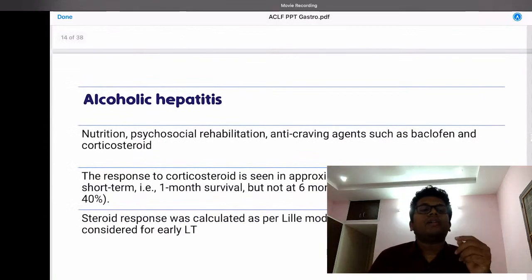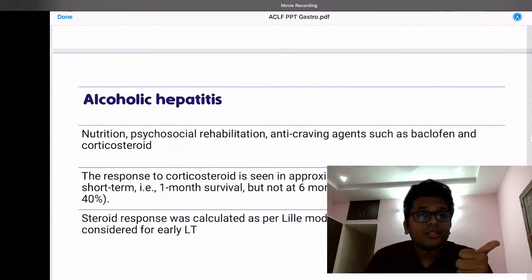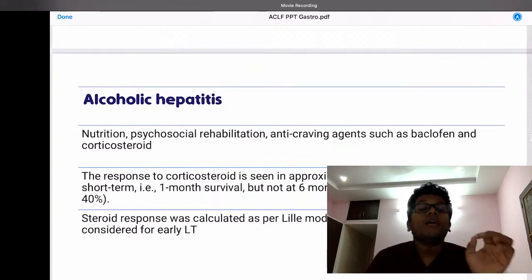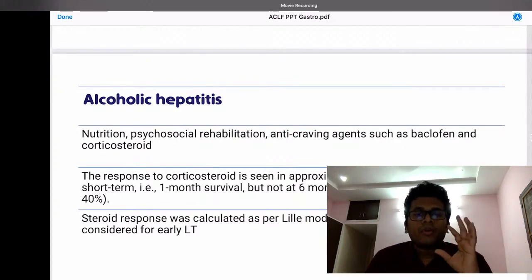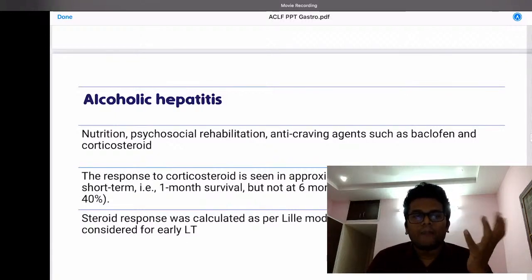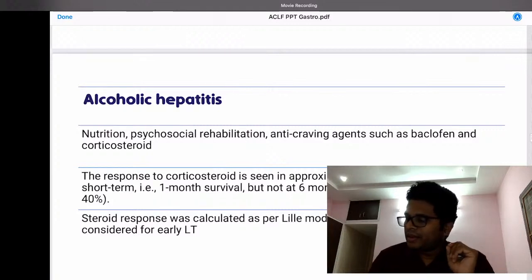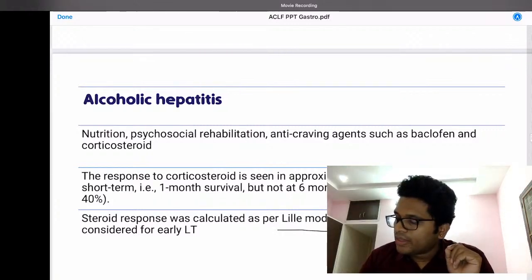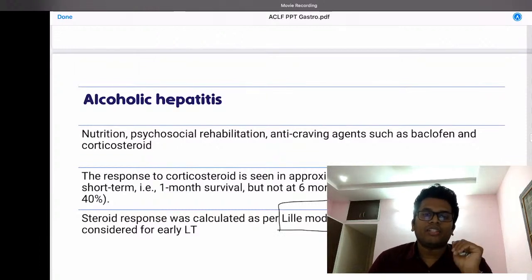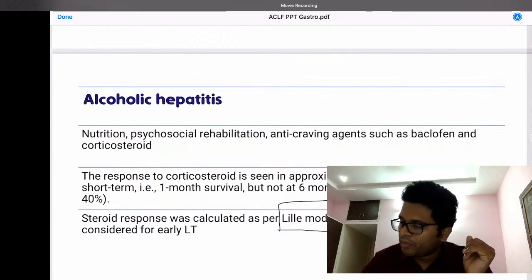Now coming to the next etiology, alcoholic hepatitis. Here again, nutrition, psychosocial rehabilitation, anti-craving drugs like baclofen, and corticosteroids play a major role. Response to corticosteroids is seen in 60% of patients with better short-term survival, but usually 6-month mortality rates are not quite good. The question they may ask you is, you use the Lille model to find out how good the steroid response is at the first week to decide whether we'll have to consider a liver transplant. So the questions could be based on this.